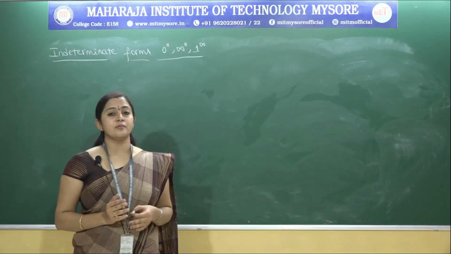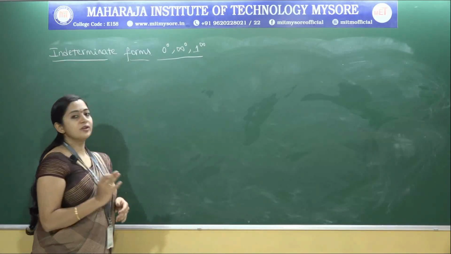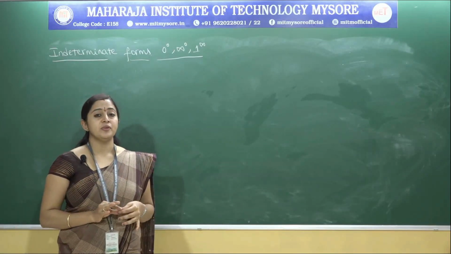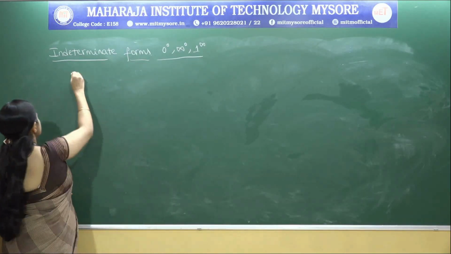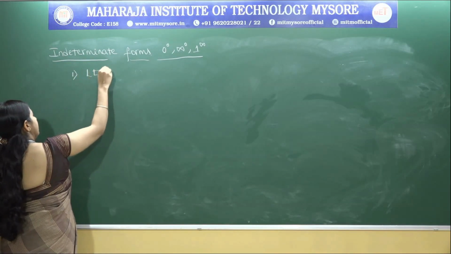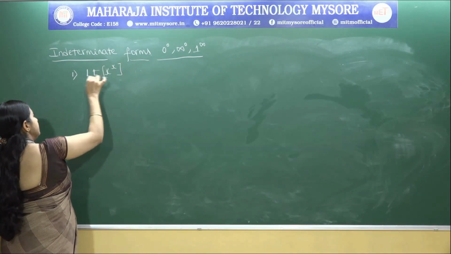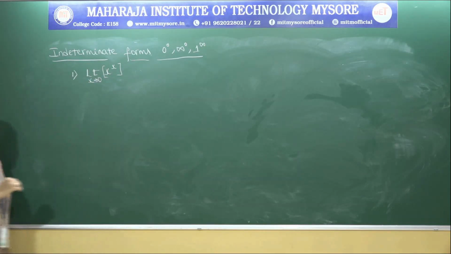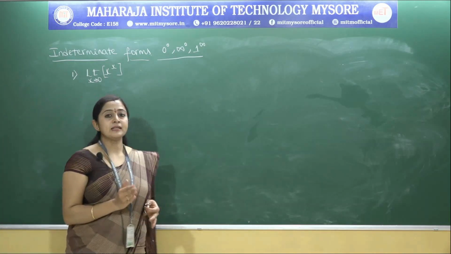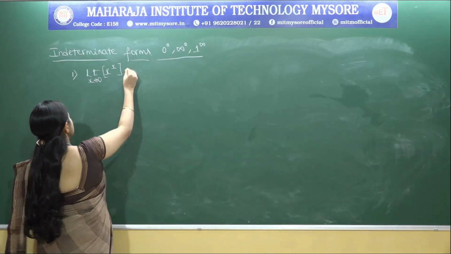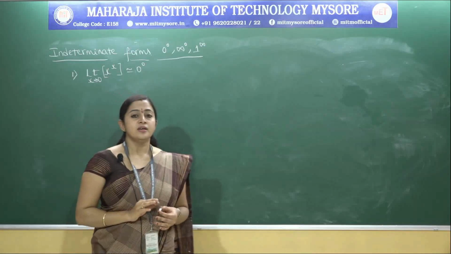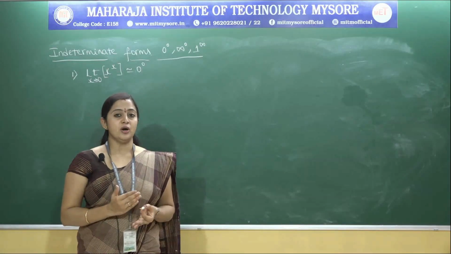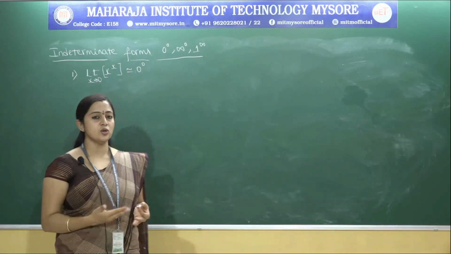So the next forms of indeterminate are 0 power 0, infinity power 0 and 1 power infinity. Then how to solve this problem? Consider the example. I'll take the first one: limit of x power x as x tends to 0. If you apply the limit for this, you will get the 0 power 0 form. Then first you consider the given term as y, then apply the log, then you can solve the term.